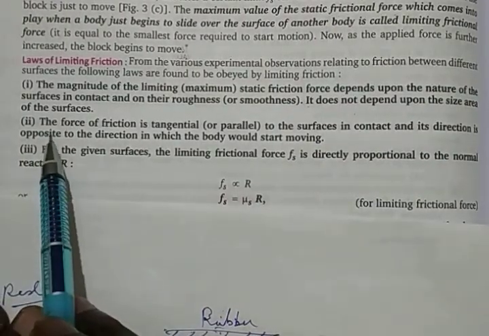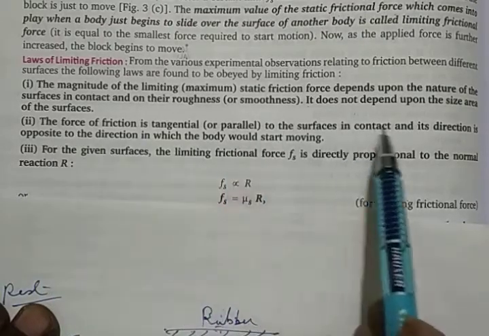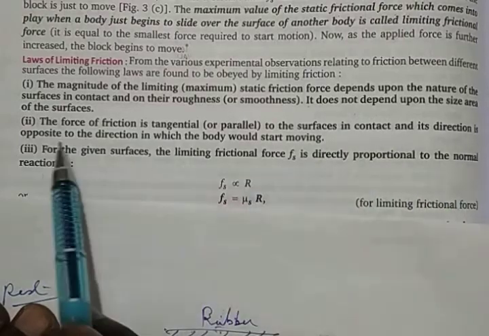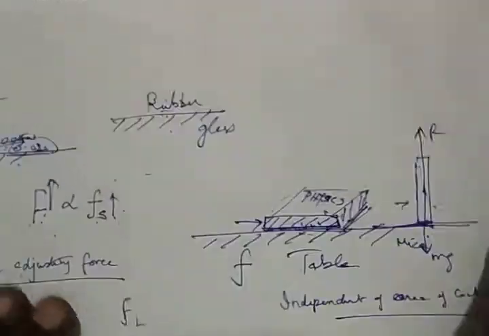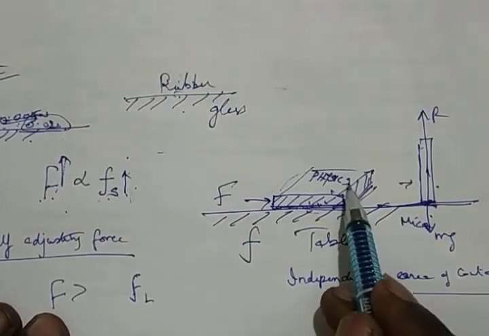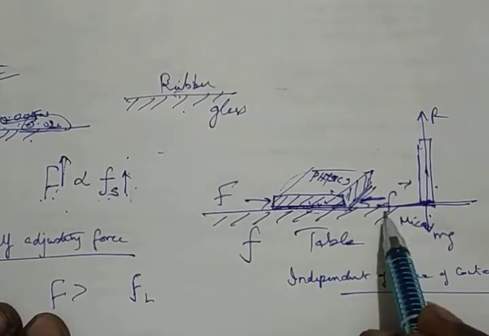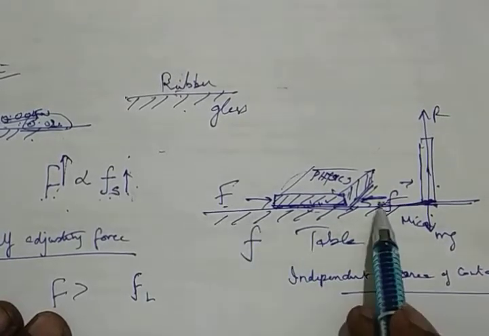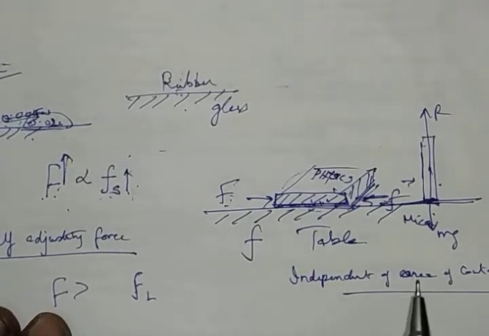Second point, law number 2. The force of friction is tangential to the surface of contact and its direction is opposite to the direction in which the body would start moving. So when you give an external force like this, the force of friction, which direction will it start? Don't think it will start here, there and all. It will be exactly opposite to the direction of the force which is being applied. It is opposing the external force straight away. So that's the way it is.